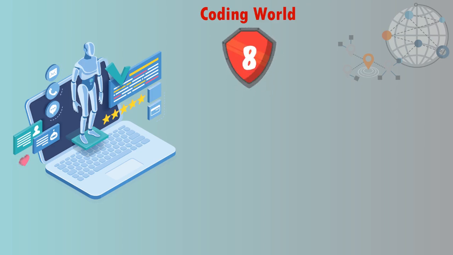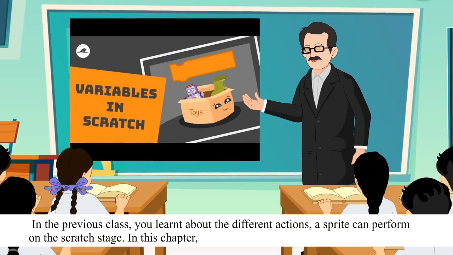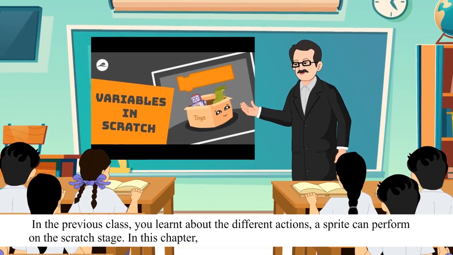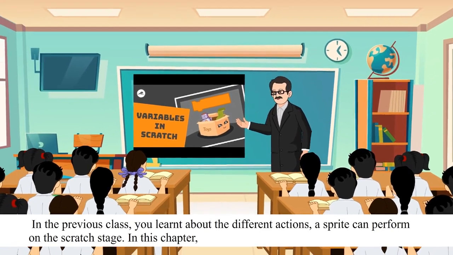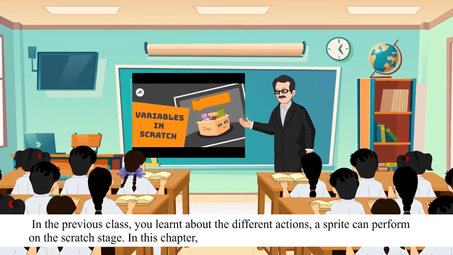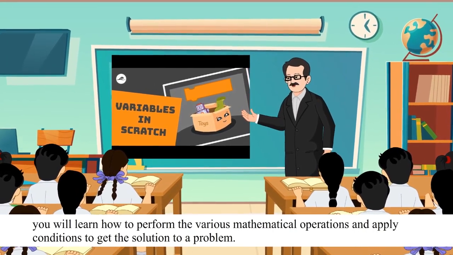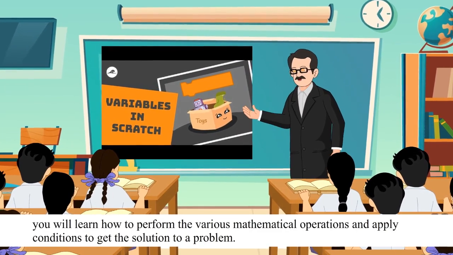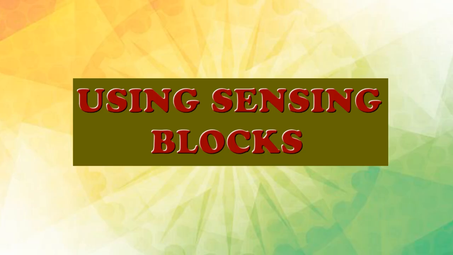Coding World, Lesson 8. Controls in Scratch. In the previous class, you learnt about the different actions a sprite can perform on the Scratch stage. In this chapter, you will learn how to perform the various mathematical operations and apply conditions to get the solution to a problem. Using sensing blocks.